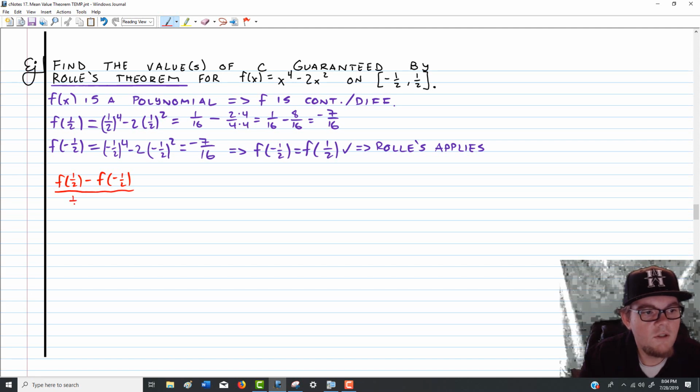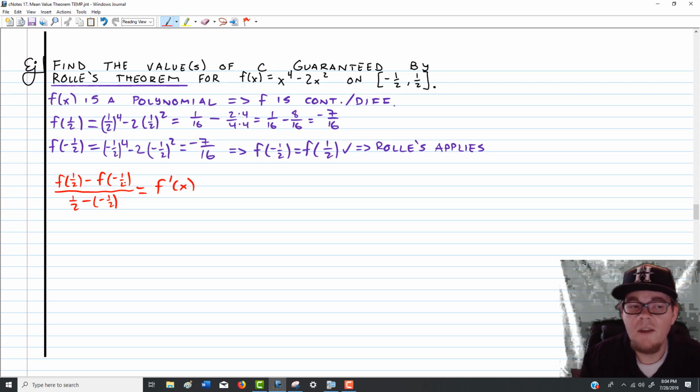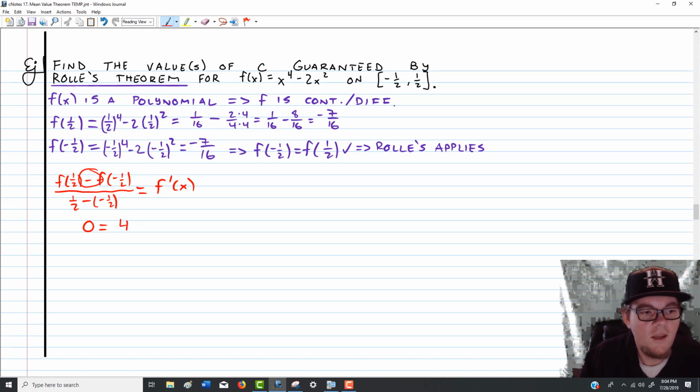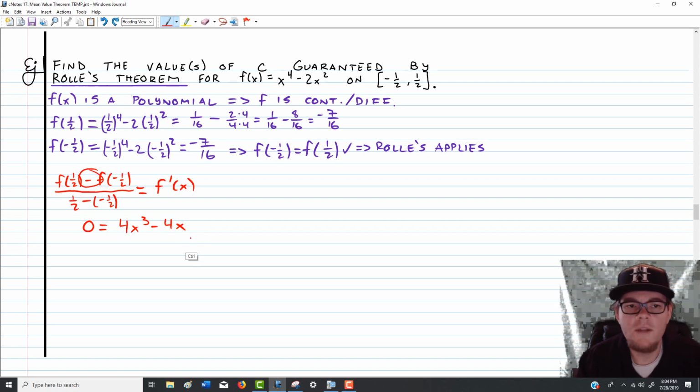So in other words, what we're really doing is we're trying to solve this equation equal to f prime of x. Well, we already know that f of 1/2 and f of negative 1/2 are both the same. So that means the numerator is 0, which means our entire fraction is 0. And finding f prime for this function is really easy. It's 4x cubed minus 4x.